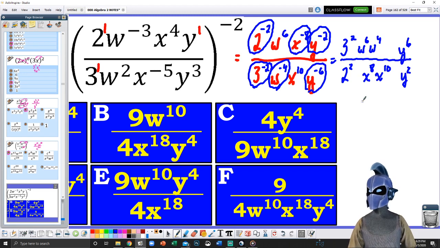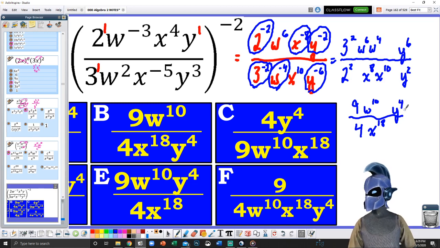Alright, we're almost there. 3 squared is 9. 2 squared is 4. My w's are together, so we added those exponents. The x's are together, so we added those exponents. The y's are not together, so I have to subtract. 6 minus 2 gives me 4. The bigger exponent was on top, so my y goes on top.